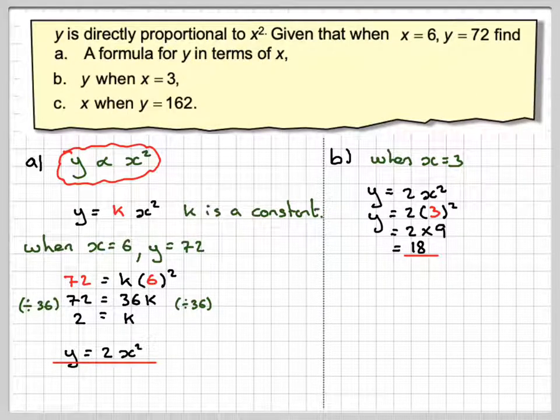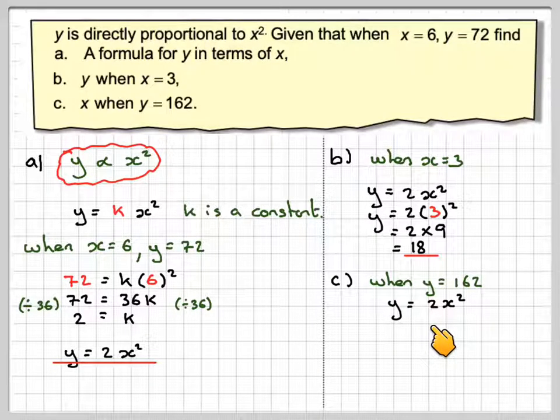In order to do part C, when y is 162, y will be equal to 2x squared. What we do, we put 162 instead of y. That's going to be equal to 2x squared. Obviously, we would now have to divide both sides by 2 to get x squared. So x squared will be equal to 81.